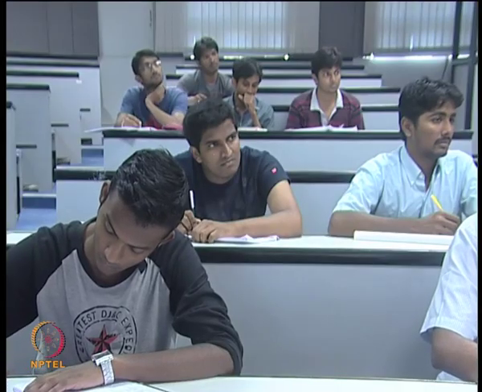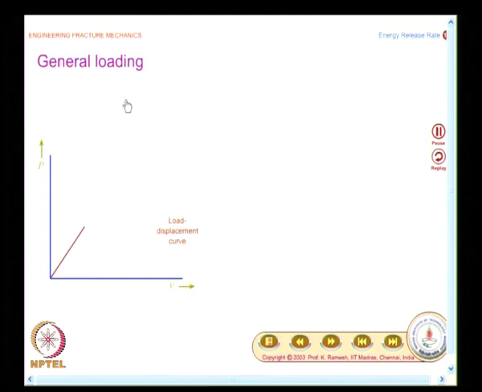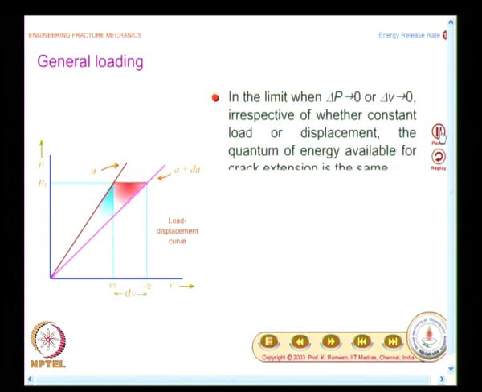At that time you do not have a background to appreciate whether such a thing can happen. Now, we have seen when you look at the situation under constant load and constant displacement, the strain energy changes are different. And now, we will look at a general loading. We are not fixing whether the load change is happening in a constant displacement or constant load.